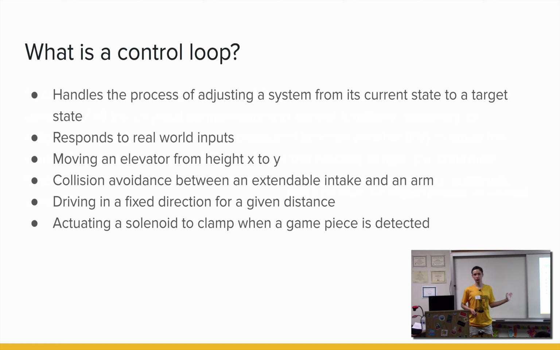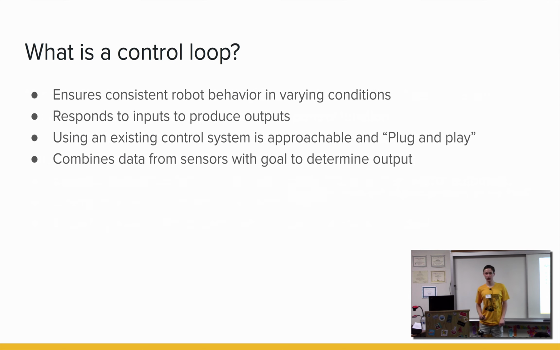And so with a control loop, you can make that much more predictable. It could also be, even just if you have a system to control a solenoid on your robot, right? That's a form of a control loop. And so it ensures consistent robot behavior in varying conditions.